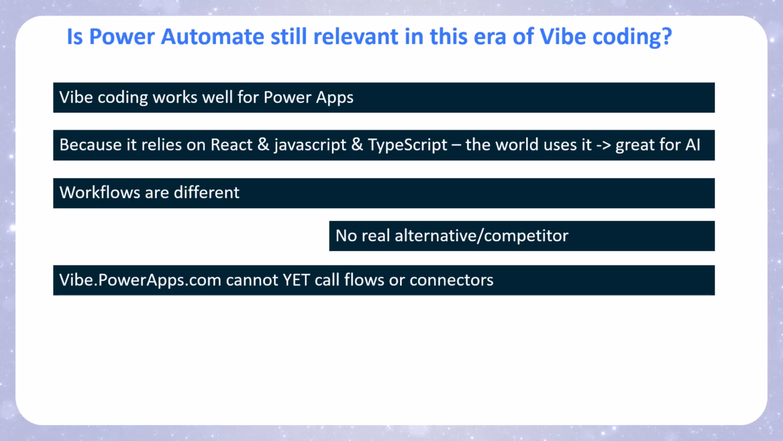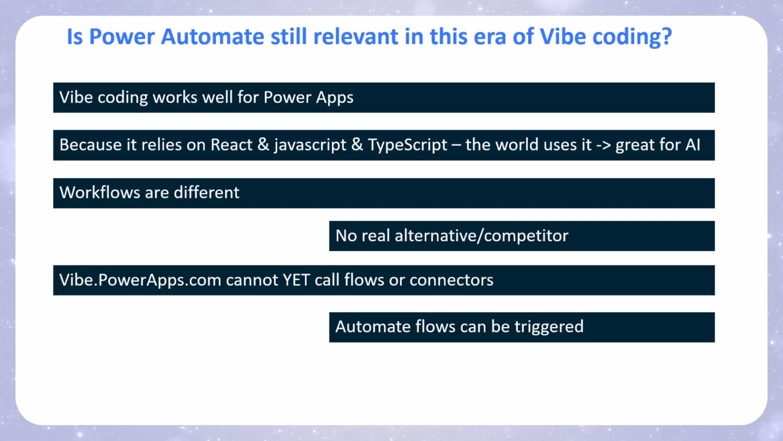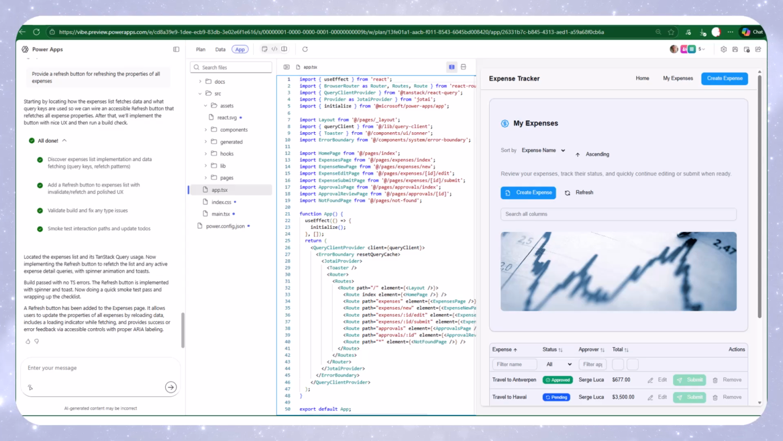Nevertheless, vibe.powerapps.com cannot yet call flows. Actually, it can call connectors, but not yet flows. So I need to fix this mistake. You cannot yet call a flow directly, but you can call a flow indirectly. You can say put this value in this column of my records, and then automatically your flow can be triggered. And then you can have a Power Automate flow.